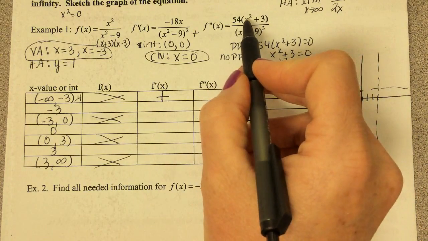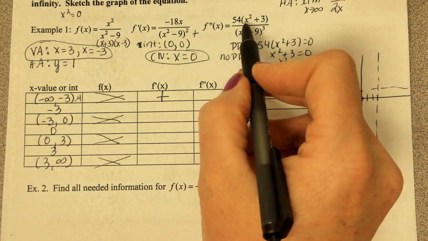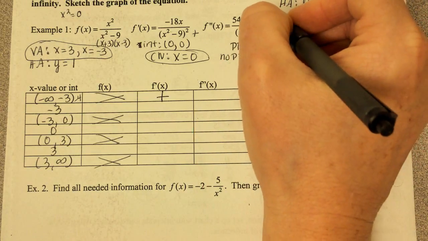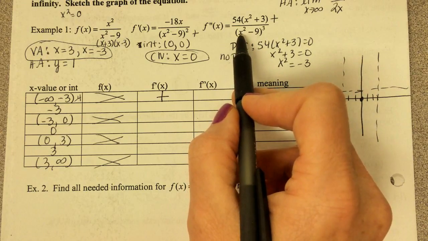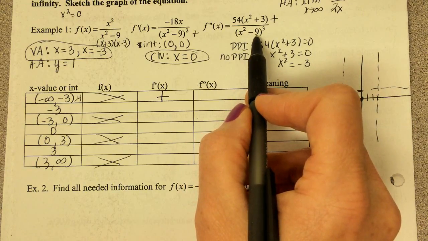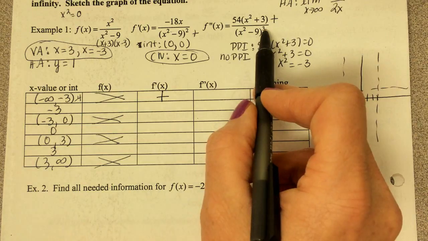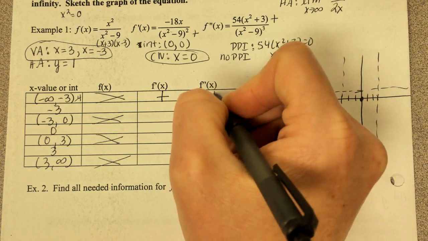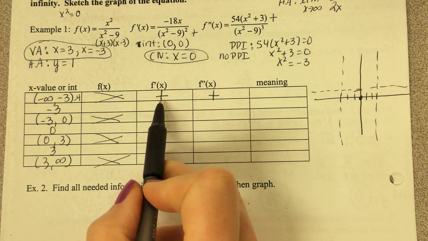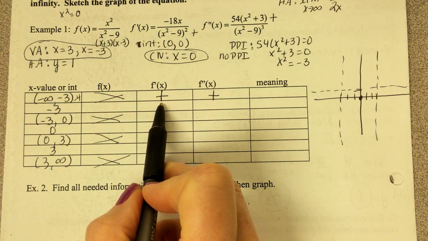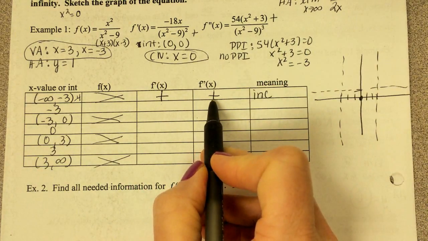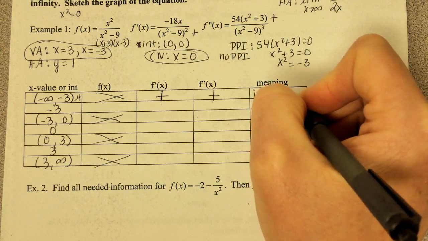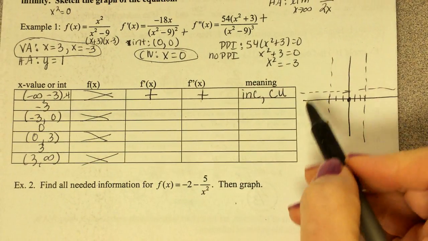If I plug -4 into my second derivative, in this one, the numerator is always going to be positive, no matter what x value I use. -4 squared is 16 minus 9. That's going to be positive. A positive cubed is going to be a positive, so that's positive. So what does my first derivative tell me? Increasing or decreasing, so we're going to be increasing, and we're going to be what? Concave up.